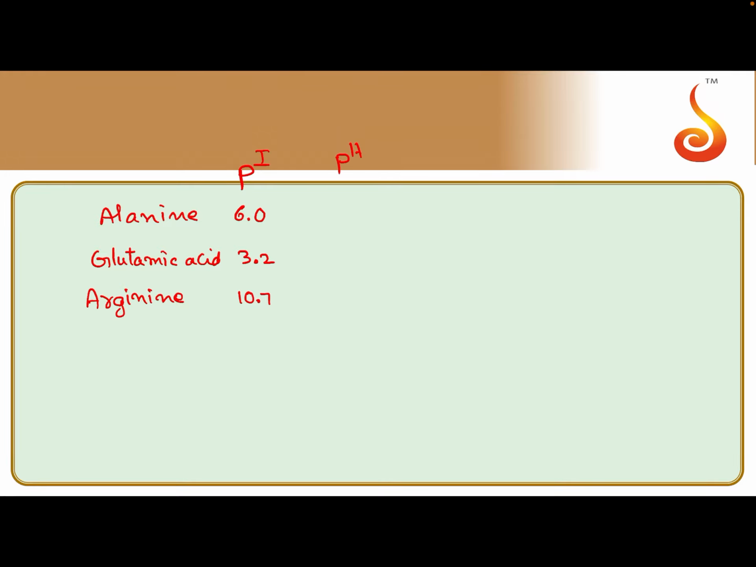The pH of the solution is 3.2. So at this pH, glutamic acid has exactly its isoelectric point equal to the pH of the solution, so it exists as a Zwitter ion. That's why there is no migration; it won't migrate to either pole during the electrolysis.